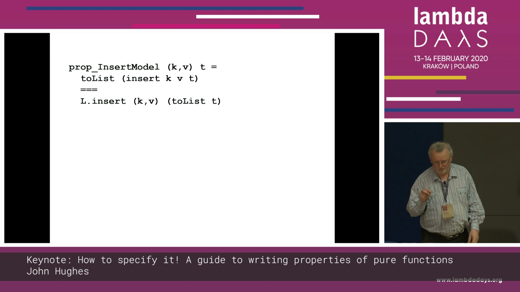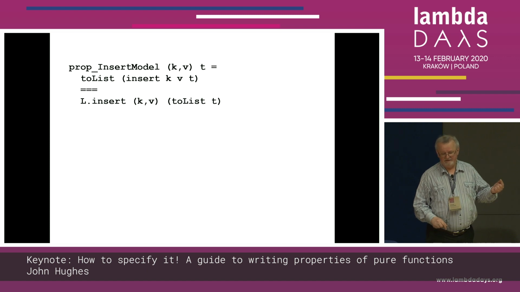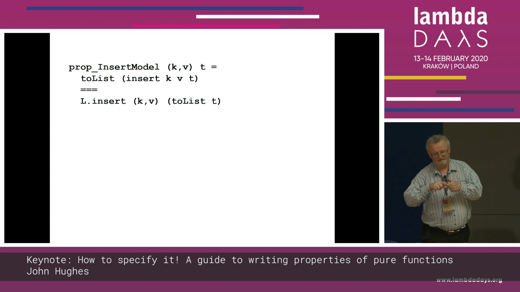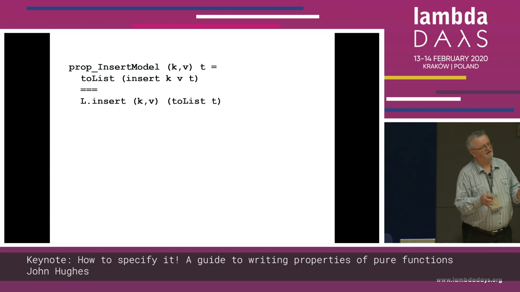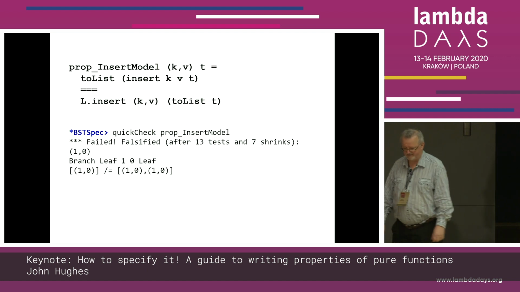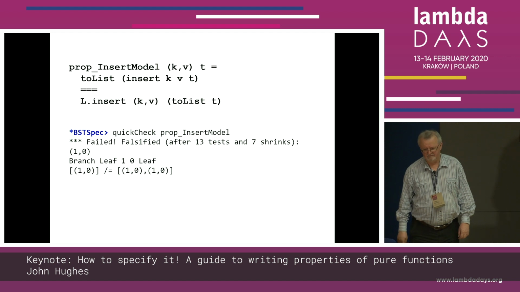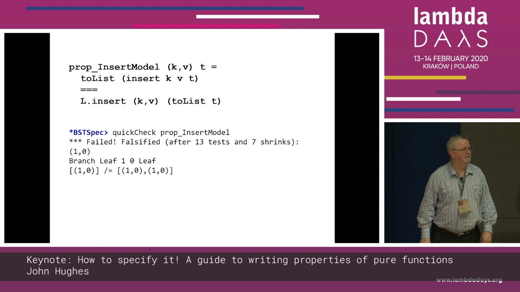All you do is you call your implementation, insert, you convert it into the model, using toList in this case, and then you compare that to taking the same input, mapping it directly into the model, and using the model of the operation, the abstract version of the operation. So we're using the simple list functions as a kind of reference implementation to test the complex tree functions. So this is a great property. There's only one thing wrong with it. It's false.